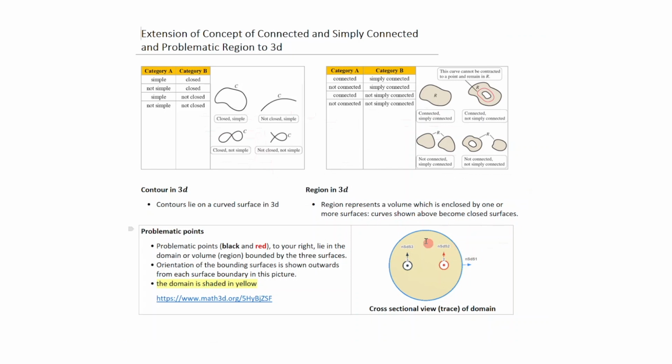And so let's look down here. We have an example of a trace of some domain. And let's say I had problematic points right within the domain, and there. So we mentioned from the 2D case that we have to basically remove these points.